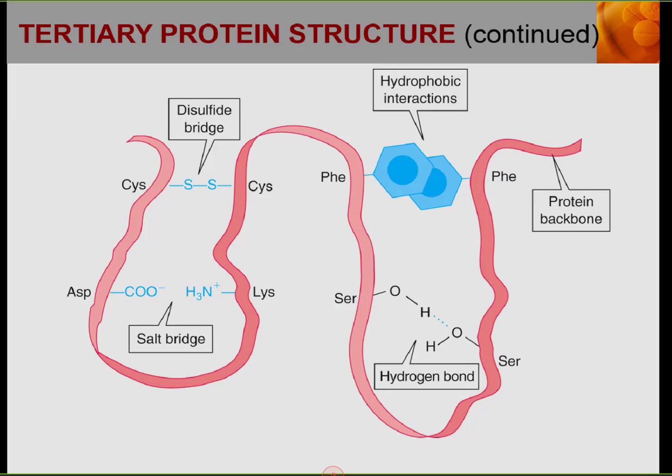And finally, you can have hydrogen bonding, not the kind of hydrogen bonding between the amino group and the carboxylate group, which is in the secondary structure of the protein, but in the tertiary structure of a protein, you can have hydrogen bonding between the R groups. And in this case, it's serine. It has an R group of CH2OH, and those two CH2OH groups can interact and create a hydrogen bond.